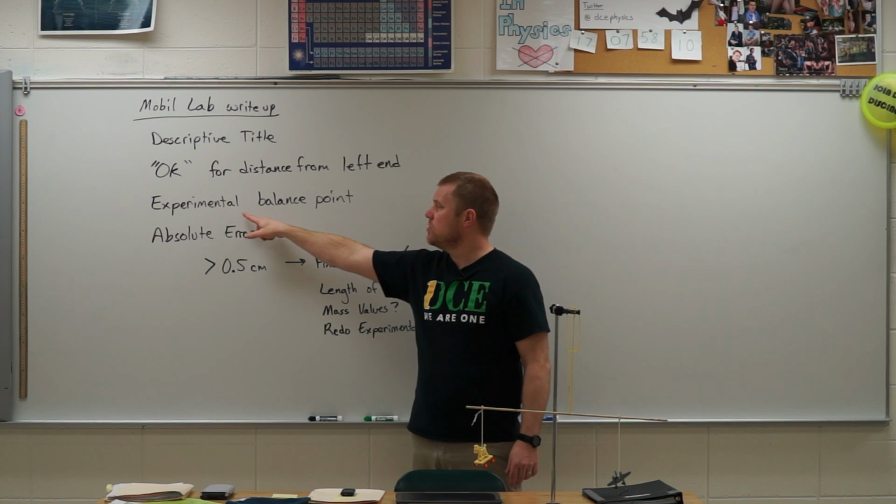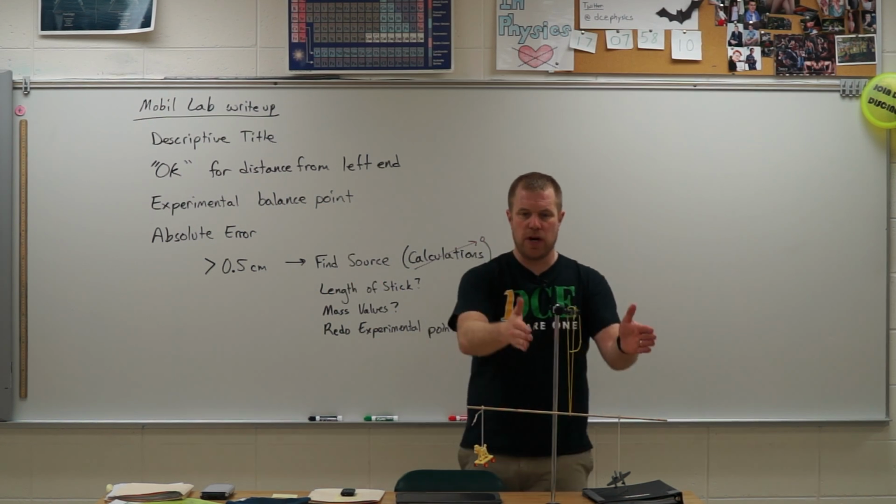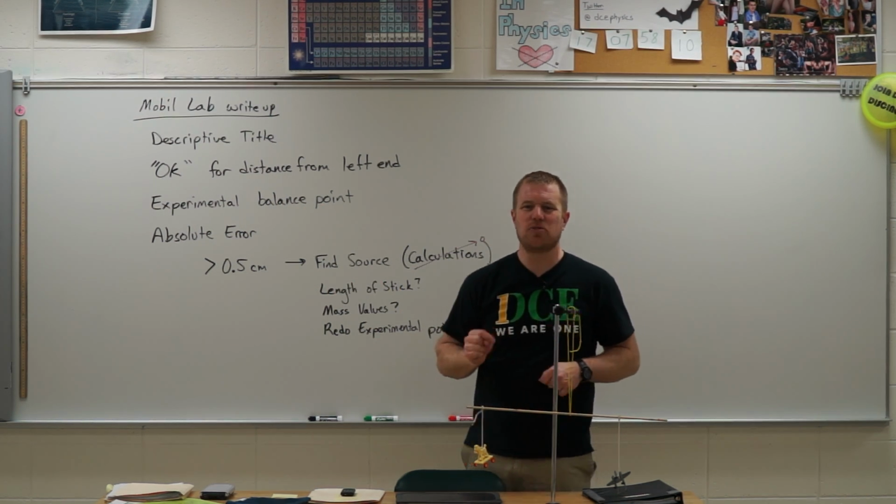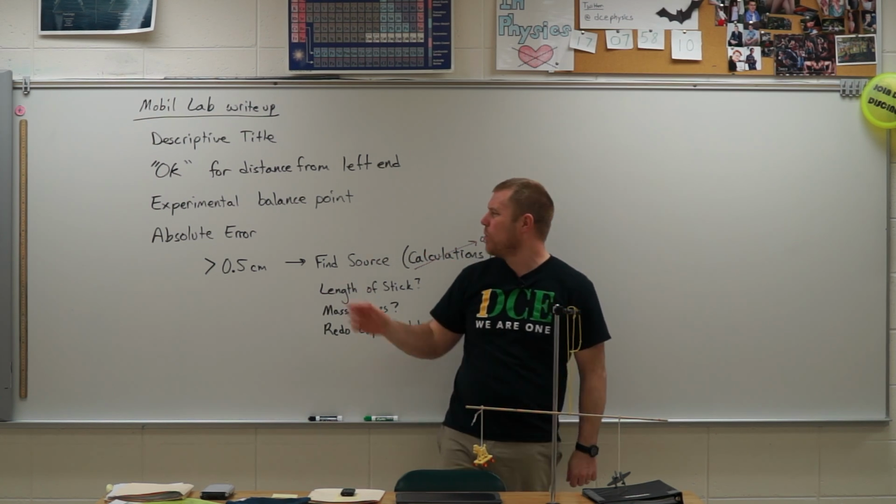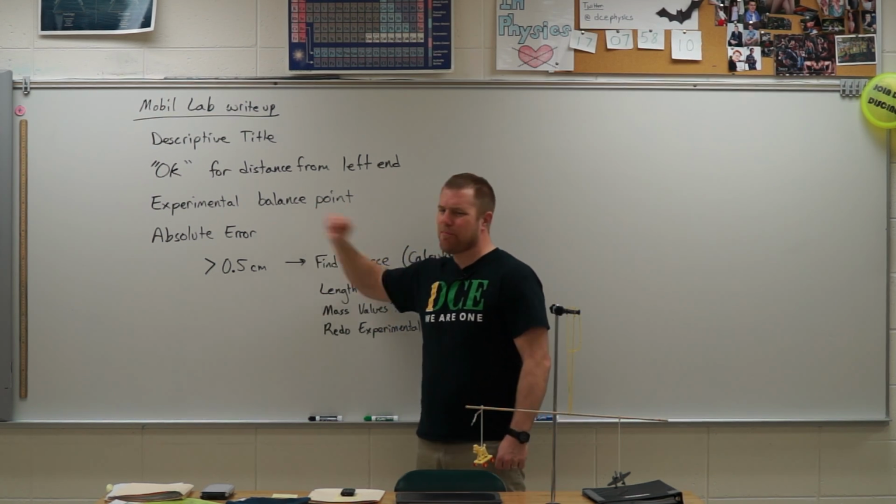Okay? Then what you're going to do is find your experimental balance point. You're going to put it on here. You're going to find where that yellow string is. Where is that balance point? And then we're going to do the absolute error.